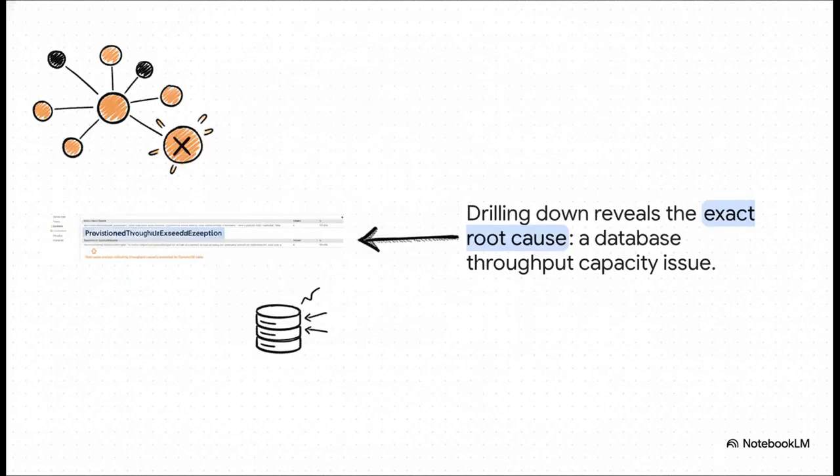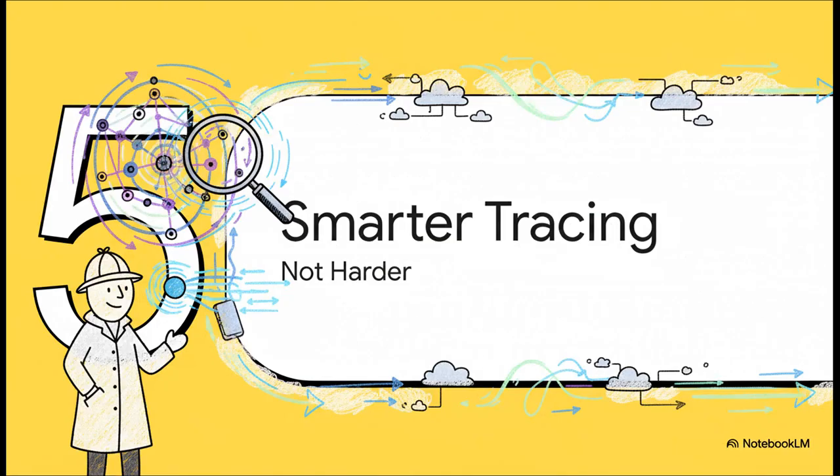So we just drill down into that faulty service, and X-Ray gives us the smoking gun, a provisioned throughput exceeded exception. In simple terms, our database couldn't keep up with all the requests being thrown at it. The problem is found, the mystery is solved. Now, being able to react and fix things this fast is powerful, for sure. But what if we could be a little more proactive?